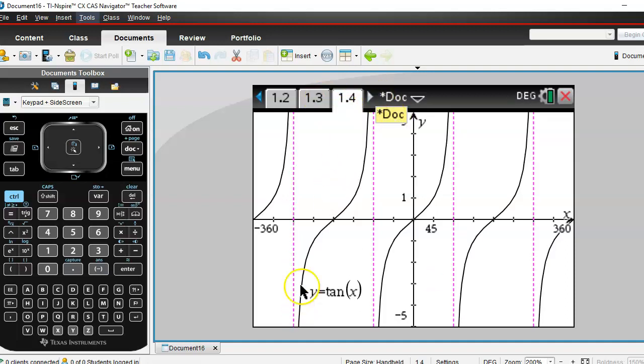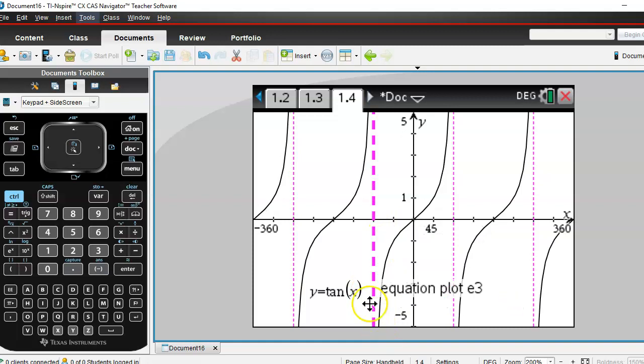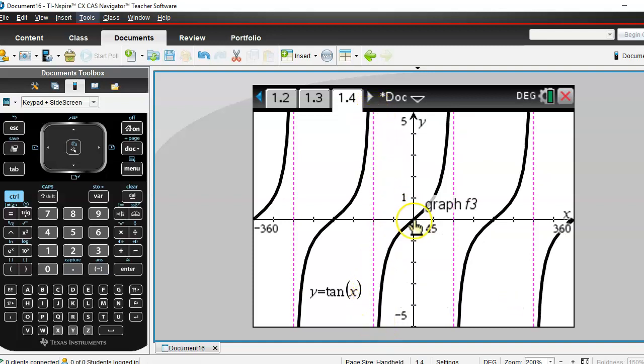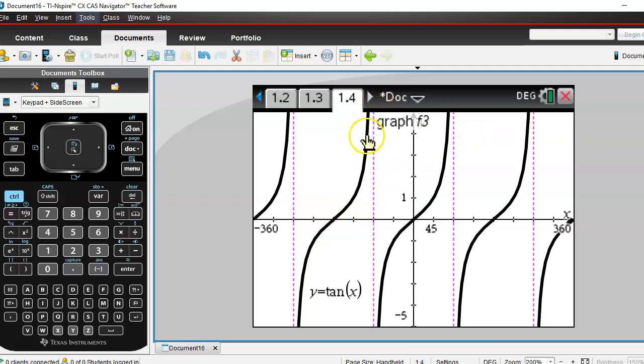Now, let's talk about what's going on here. These dashed lines are what we call asymptotes. The lines of the function of tan don't connect up to each other, but they approach the asymptote and get closer and closer to that asymptote, but are never actually equal to that value.